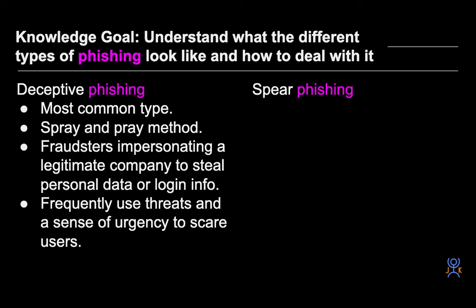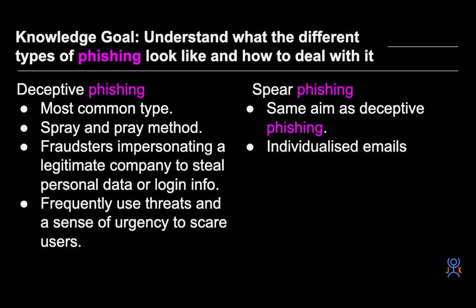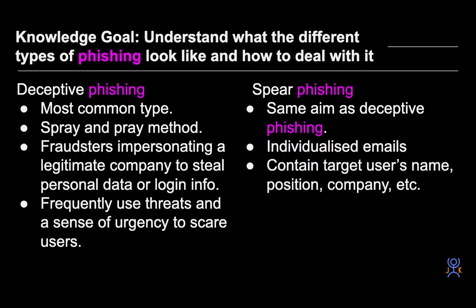The other type is spear phishing, which is the same as deceptive phishing but a bit more precise. So individualised emails contain the target user's name, position in the company, who your boss might be, that kind of stuff. And this information is usually gleaned from social media.